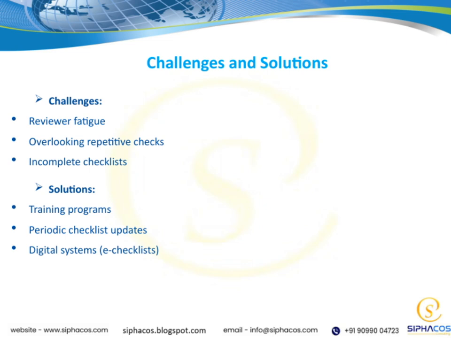Now, to address these challenges, we need targeted solutions. First, implementing comprehensive training programs ensures everyone understands not just what to do, but why it matters, keeping engagement high. Regularly updating checklists helps keep them relevant and thorough, preventing them from becoming outdated or incomplete. And finally, leveraging digital systems like e-checklists can streamline the process, making checks more efficient, reducing fatigue, and minimizing human error. These solutions are all about creating a more resilient and reliable process, which ties back to our overall goal of improving quality and safety across the board.